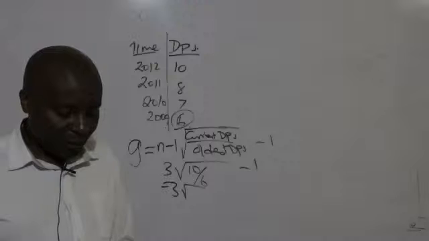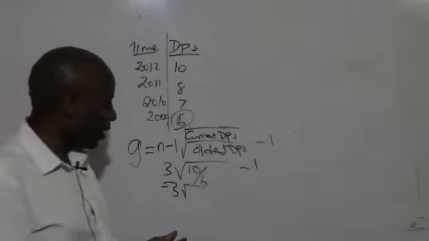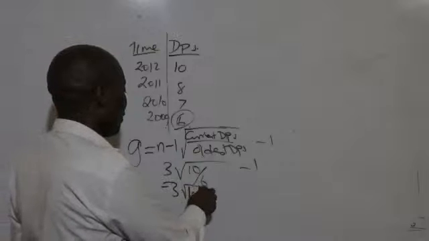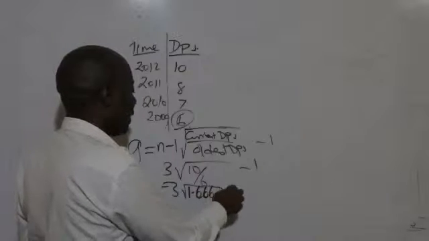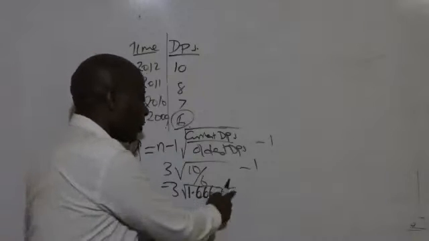So you come here and tell us 10 divided by 6. So we have here 10 divided by 6, which at the end of the day will give us 1.6667. So whatever we get, don't forget to subtract 1.